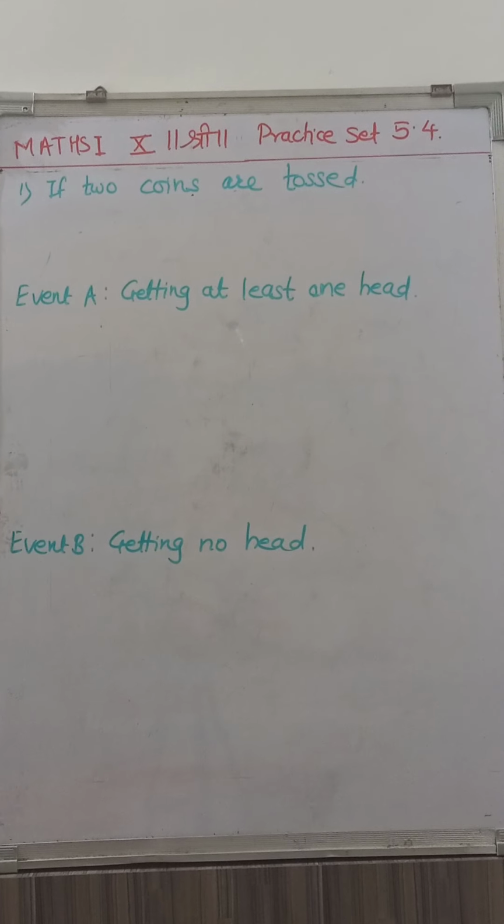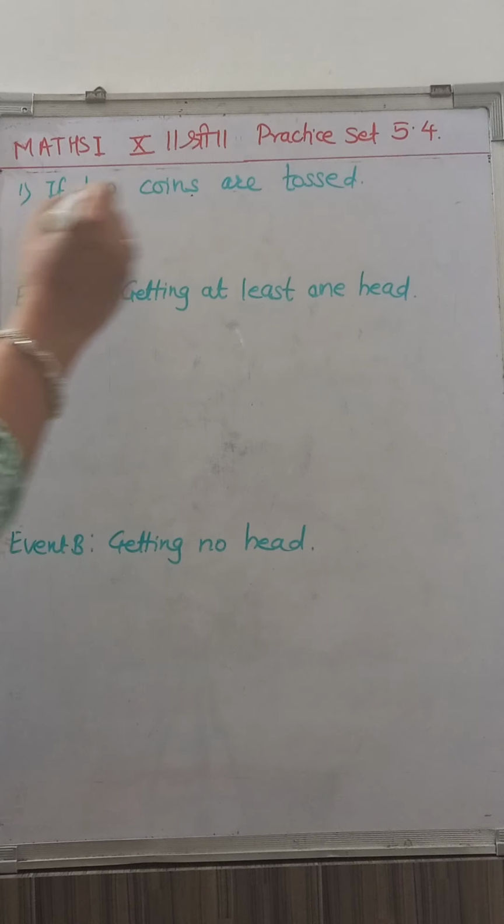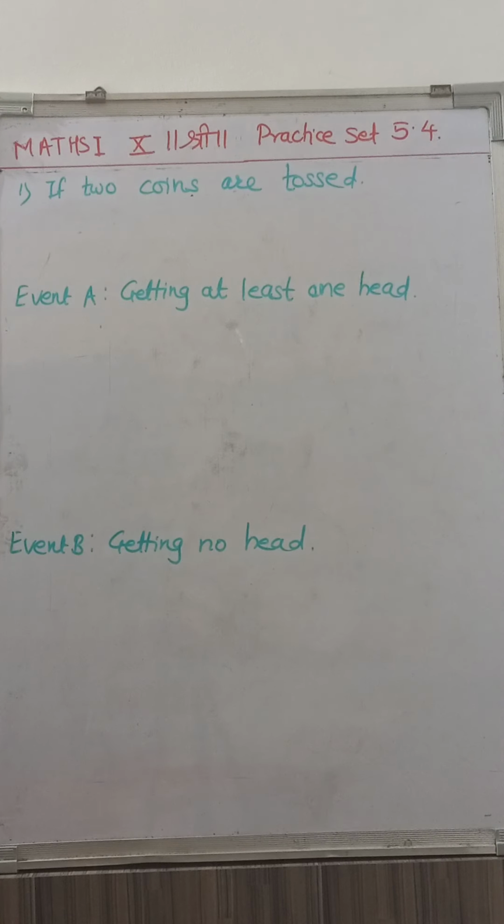Page number 125. Question number 1. If two coins are tossed, find the probability of the following events. First, getting at least one head, and second, getting no head. Now see, what is the random experiment here? If two coins are tossed, it is a random experiment.